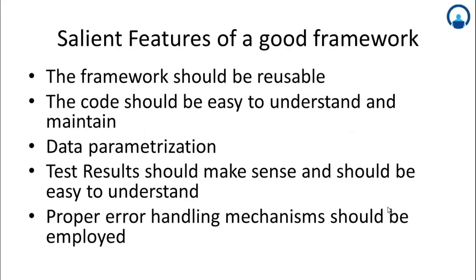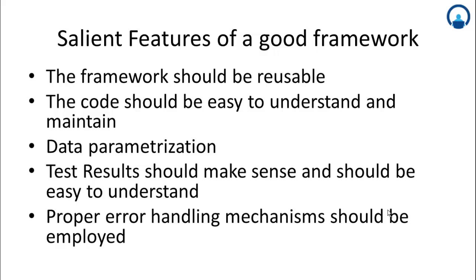Now let's see some of the salient features of a good framework. Now we have implemented the framework. How do I know whether the framework which I have implemented is good enough? First of all, the framework should be reusable. The entire purpose of automation is reusability. If you're not able to reuse the framework, then it's of no use, because creating a framework itself takes a certain amount of time, and when you're putting so much effort into it, obviously you want it to be reusable by you as well as your team, or some other unknown person in the future. So definitely your framework has to be reusable.